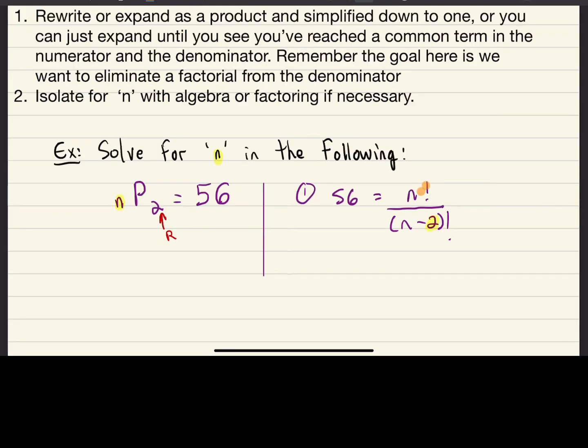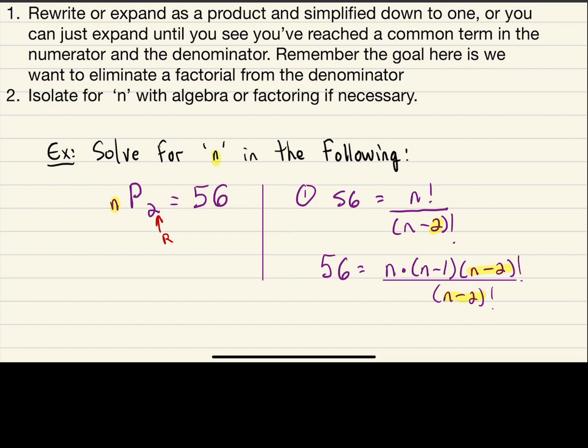Now what we're going to do is expand this as a product, and we're going to do that until we find something that could cancel out this denominator. Now we've expanded this according to the factorial form, where we remove 1 from the original every single time until we've gotten to something we can cancel out with, which is the n minus 2.